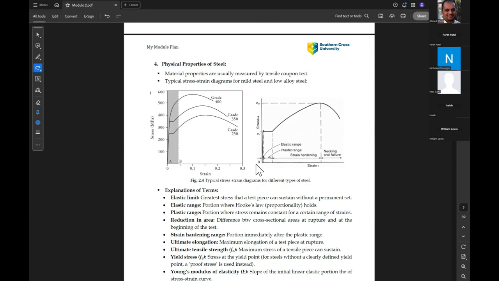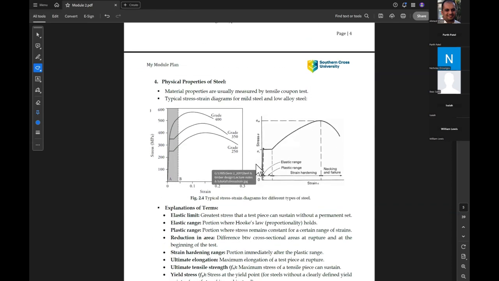And now we jump to the physical properties of the steel. So the material properties of steel are measured by the tensile coupon test. So this is the main test for steel. So the coupon is similar to a dog bone section, like that, cut from the steel. This can be an example.